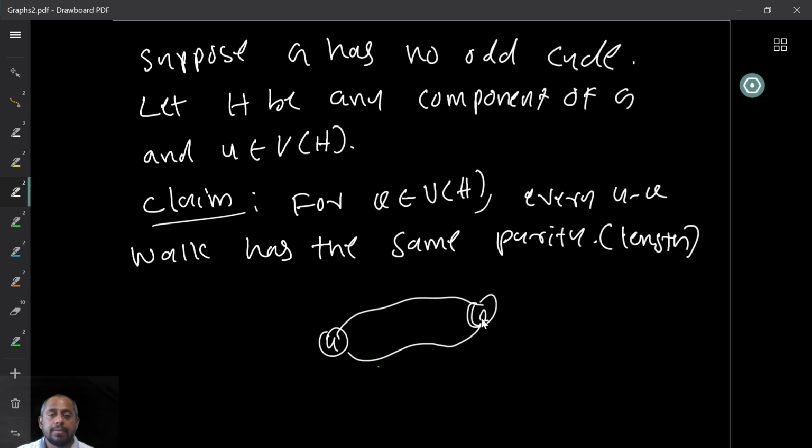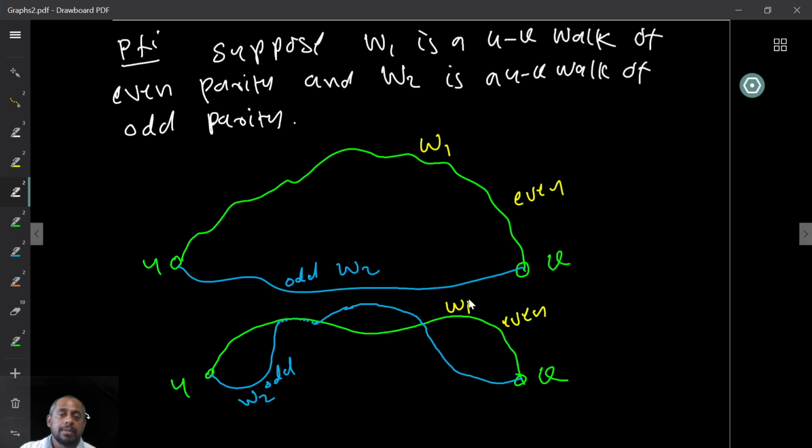What I'm saying is that if I can find a walk from u to v of odd length, then every walk from u to v is of odd length. Similarly, if there is a walk from u to v of even length, then every possible walk from u to v is of even length. Why is this true? So here is the argument. Suppose W1 is a uv walk of even parity and W2 is a uv walk of odd parity. The length is odd in one case and even in the other.